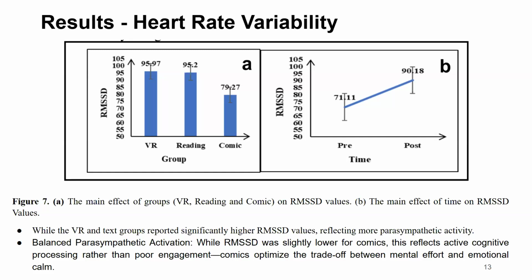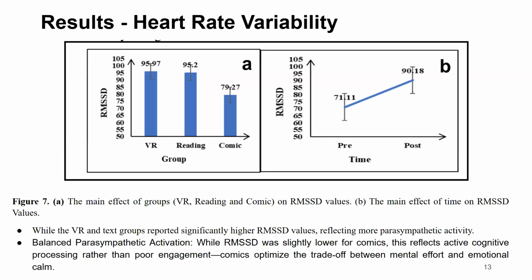So in the heart rate variability results, the first is 7A, the main effect of groups, which is VR, reading, and comic, on the RMSSD values, and the second is the main effect of time on the RMSSD value. The VR and text groups reportedly showed significantly higher RMSSD values, reflecting more parasympathetic activity, while sympathetic activation was slower for comics. This reflects active cognitive processing rather than poor engagement, and shows that comics optimize the trade-off between mental effort and emotional calm.